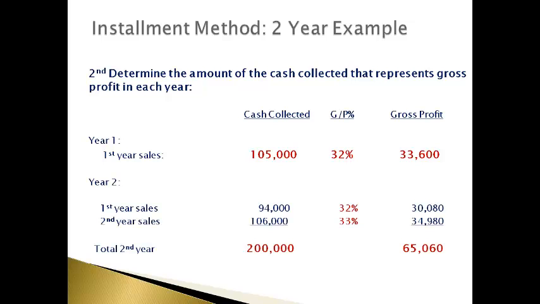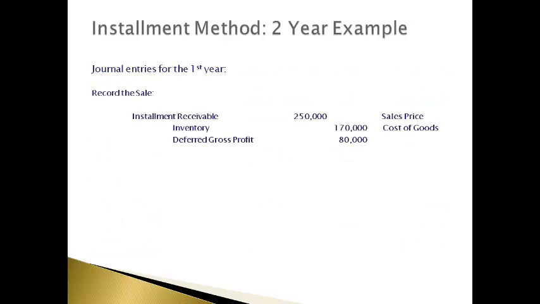Then compute the second year. Make sure that you keep the cash related to a particular year separate and multiply by the gross profit percent related to each specific year. Once you have computed the gross profit, you make the journal entries to record the cash received. The total cash received and the total gross profit for each year will be recorded.